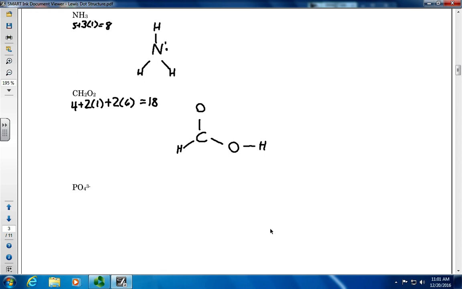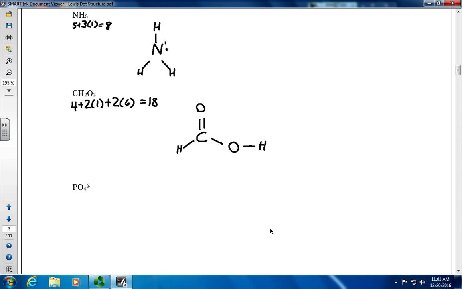Generally speaking, central atoms are going to be happier if they can make a double or a triple bond with something rather than a single bond, rather than having a lone pair on it. In our previous example of ammonia, you weren't able to do that because hydrogen is very happy. It doesn't want more than 2 electrons. But oxygen can take more than 2 electrons.